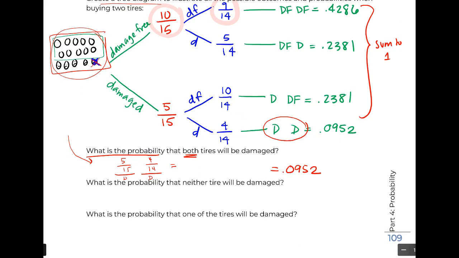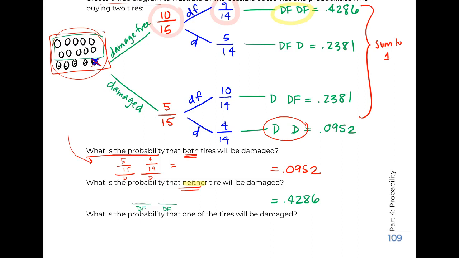Okay, next one says the probability that neither tire will be damaged. So which thing are we caring about? We're caring about them both being damage free. Again, we can see the answer to this on our tree diagram. And if we were doing this for a test question, we wouldn't want to do the whole tree. We know we have 2 things. If neither is damaged, that means the first is damage free and the second is damage free. And again, you could go back up to your little drawing and see what's happening.